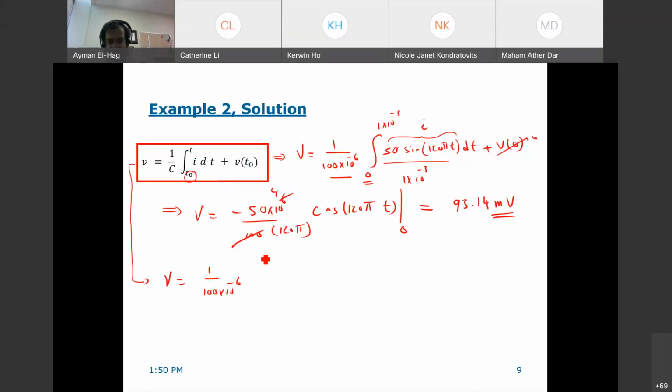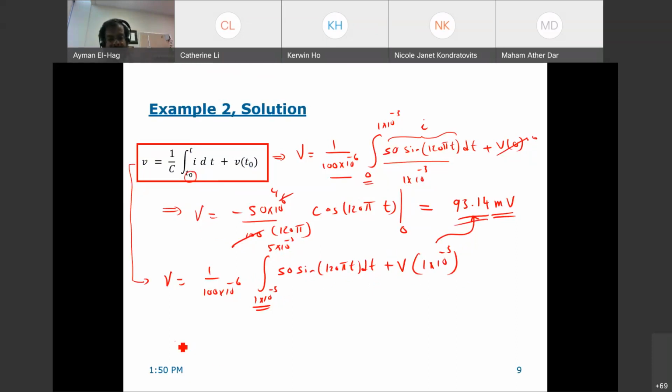The first one, I will take the integration from 1 millisecond, 10 to minus 3, to the 5 millisecond, 5 times 10 to minus 3. And then I will have here 50 sine 120 pi t dt plus the voltage at the initial condition, which is at 1 times 10 to minus 3. And this voltage, I already calculated that, which is this voltage. So I will insert this as an initial condition and I will take the integration.